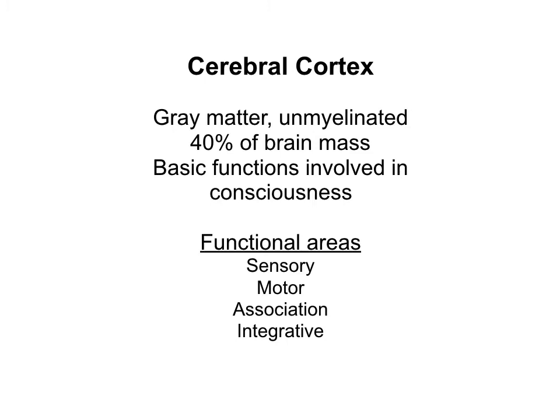All right, now for the fun. Let's talk about your cerebral cortex. The cerebral cortex is all gray matter, so you have your nerve cell bodies, your terminal arborizations, your dendrites, and unmyelinated axons, so you've got a huge communication area. Now, the cerebral cortex is 40% of your brain mass, and it does carry on the basic functions involved in consciousness. The actual functional areas of the cerebral cortex can be broken down into 4 general types of areas.